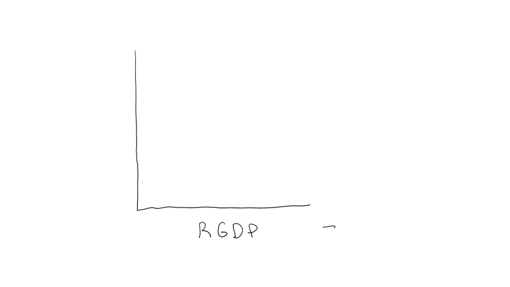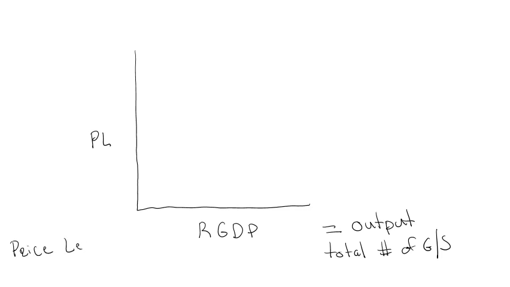So when we're starting out, we're going to draw our axes just as you would with your basic supply and demand graph. Along the x-axis, we're going to do our real GDP. This is our total output in our economy. Total number of goods and services. On the y-axis, we're going to put PL for price level, meaning at this level of prices, what would be our total output?